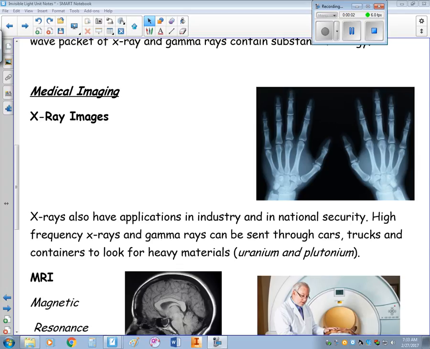This is video 4 for the invisible light unit. Let's talk about some different types of medical imaging technologies. The first and the most popular and most known is going to be X-ray. X-rays really, these are just shadows.